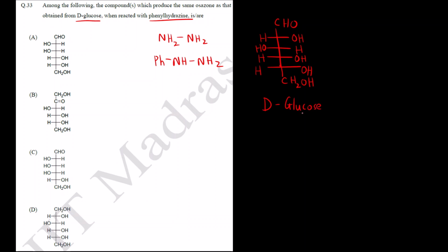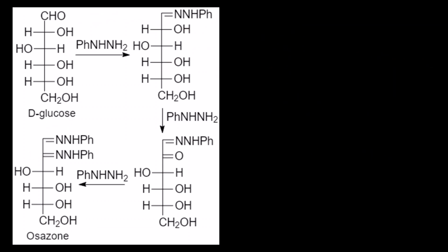Okay, now you must know how Osazone is formed, how this compound is formed. So you react it with 3 equivalents of phenylhydrazine, PhNHNH2. Okay, and then what we get is a compound that is known as Osazone. We are using glucose, so that is called glucosazone. If we are synthesizing from fructose, then it will be called fructosazone.